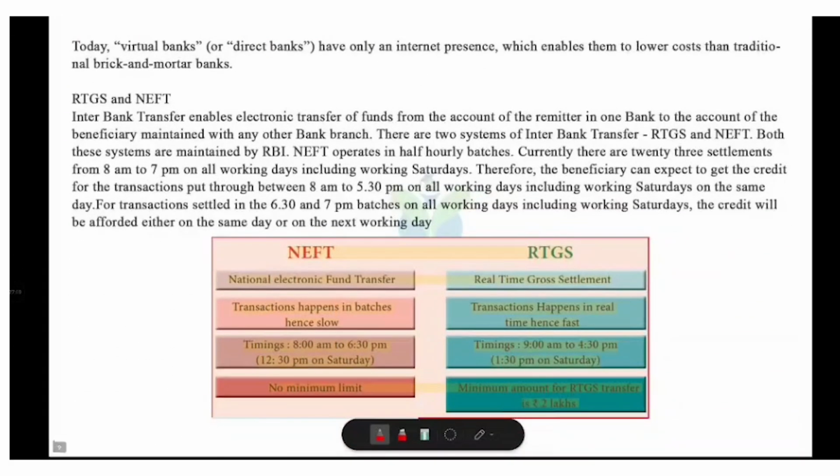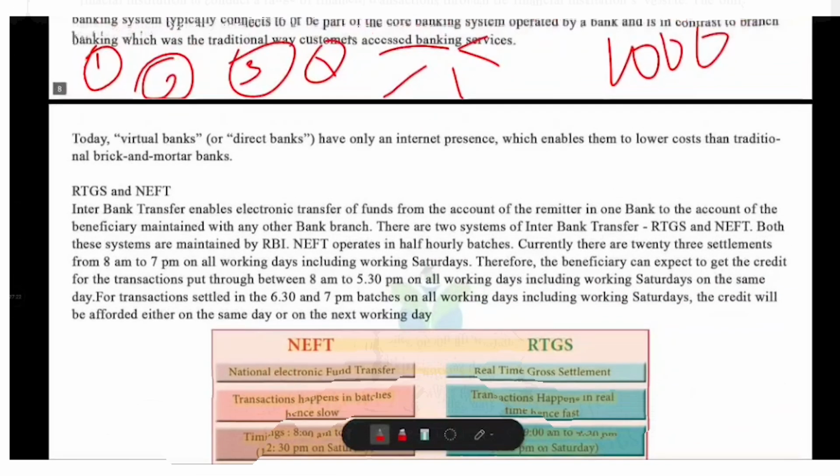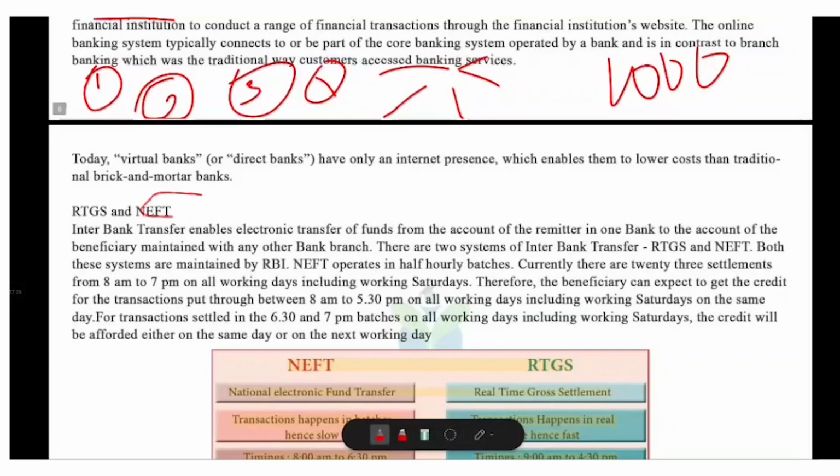Now that we have understood what e-banking is, let's look at two very important systems used for interbank fund transfer. That is, transferring money from one bank to another. These two systems are NEFT and RTGS. NEFT means National Electronic Fund Transfer and RTGS, Real-Time Gross Settlement. Both these systems are maintained and regulated by the RBI.